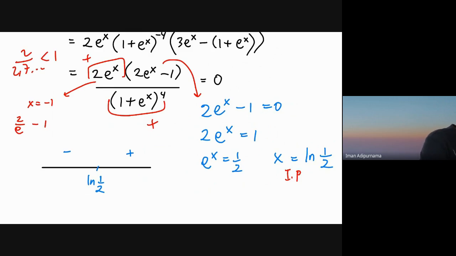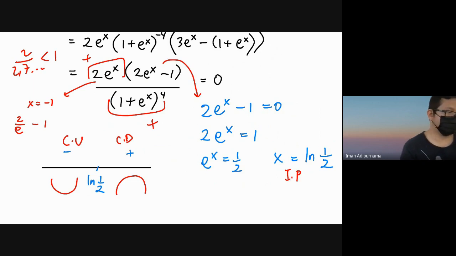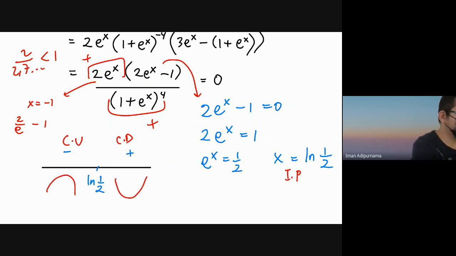Should be negative. So it should be concave downwards. It's going up and it's going down. Oh, wait. Wrong. This should be going down, should be going up. Okay. This should be downwards, upwards.